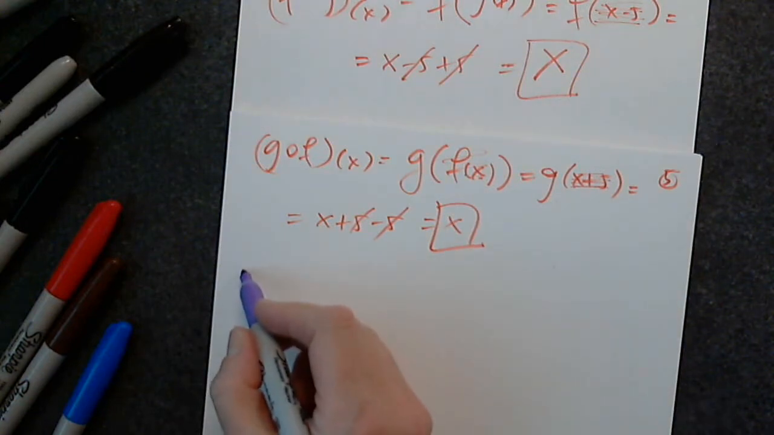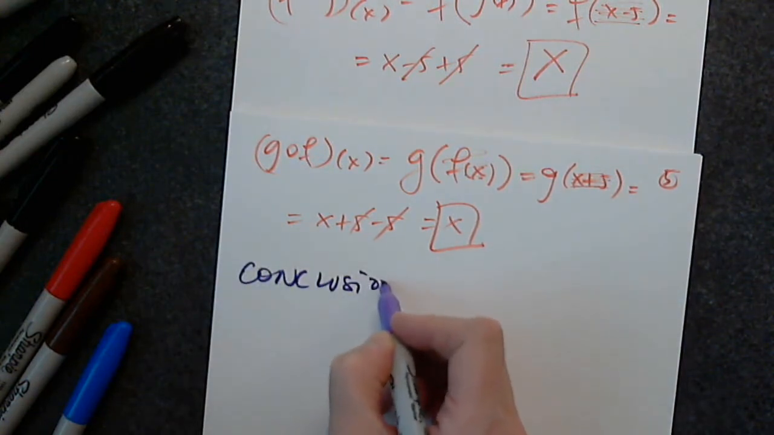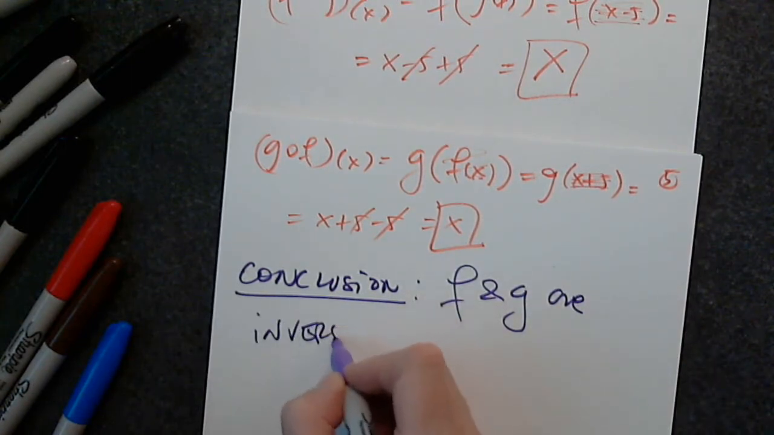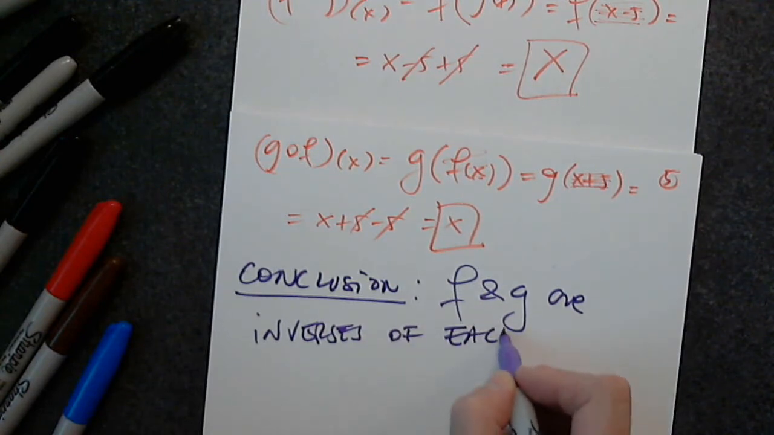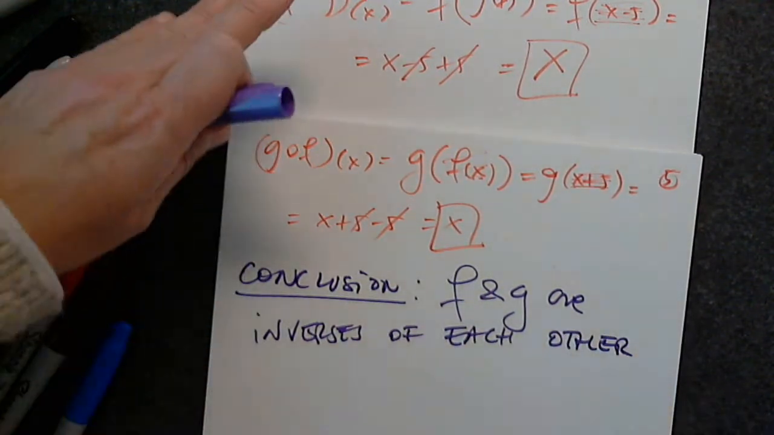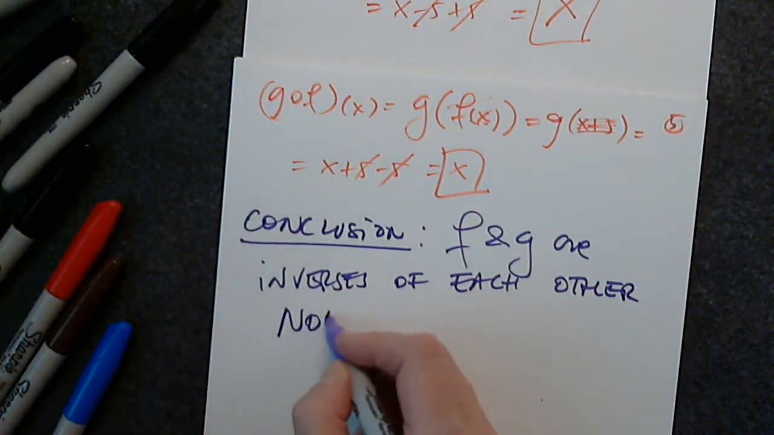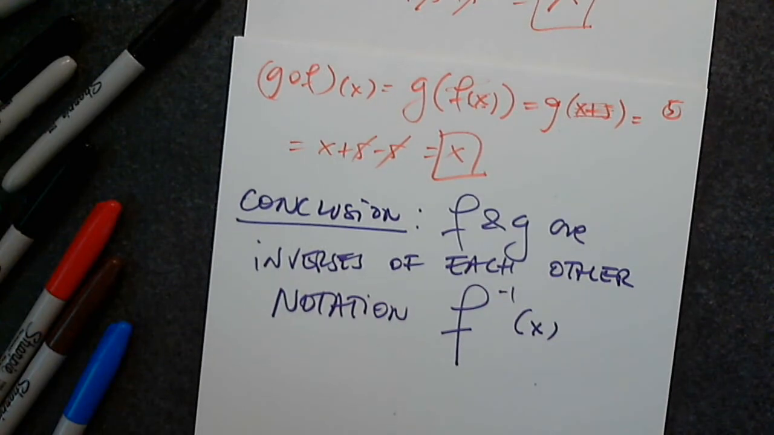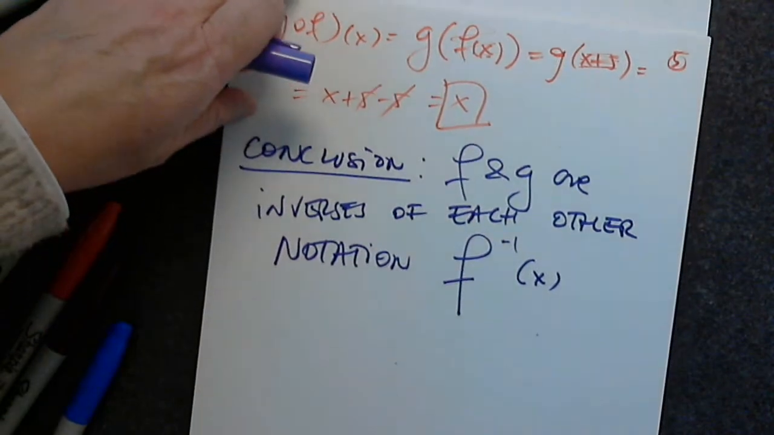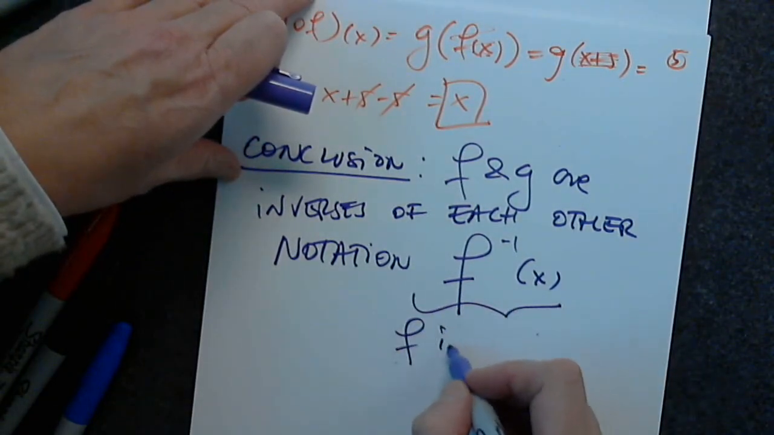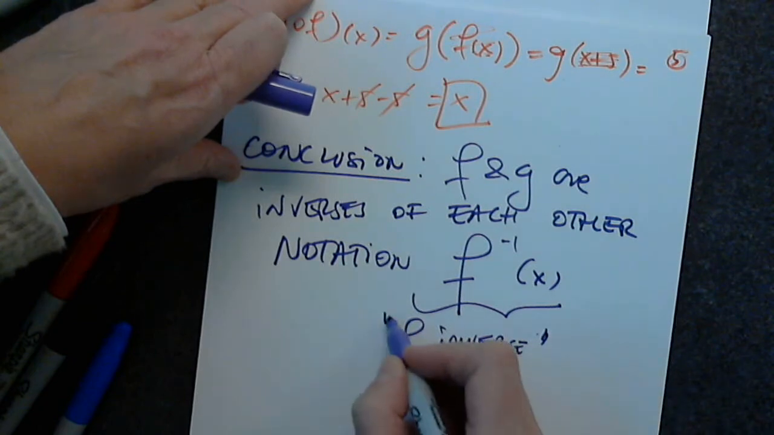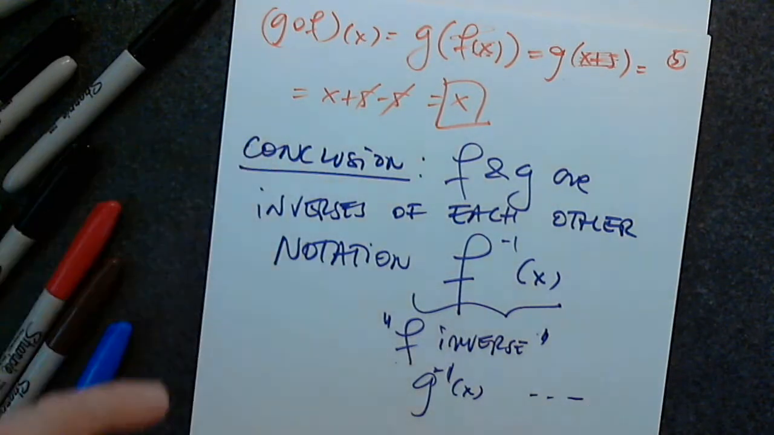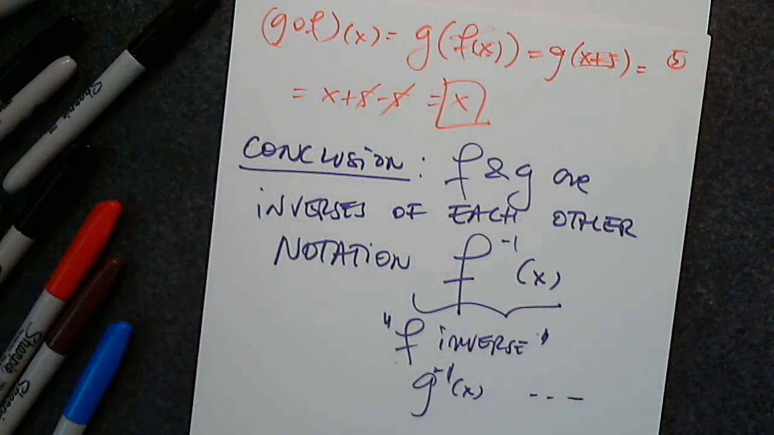So we conclude, f and g are inverses of each other. The notation for the inverse is this. It's not f raised to negative 1, and it's not 1 over f. The name is f inverse. We can also have g inverse, and so on and so forth. We're going to have t inverse.